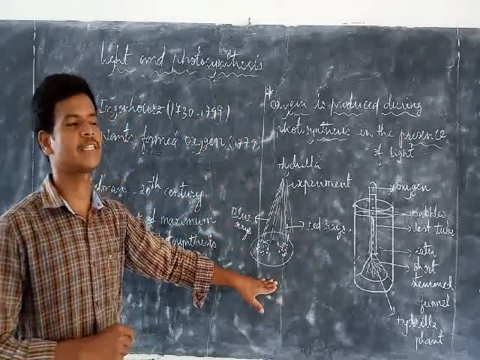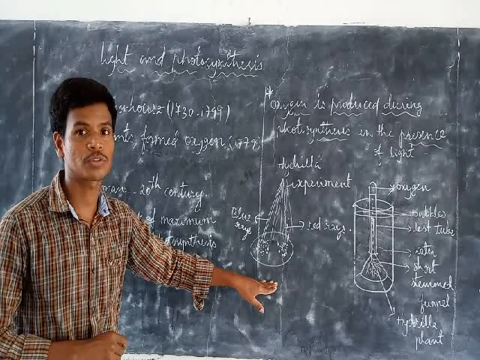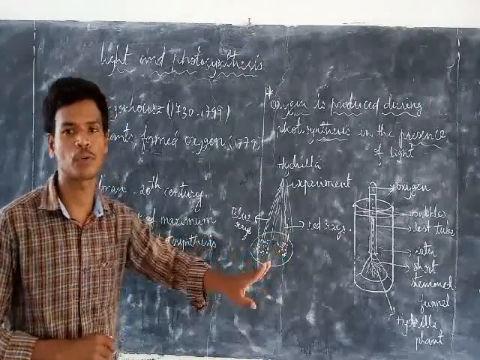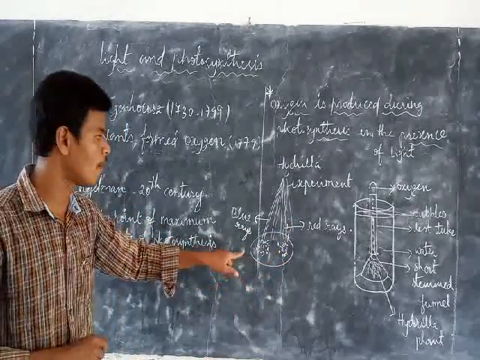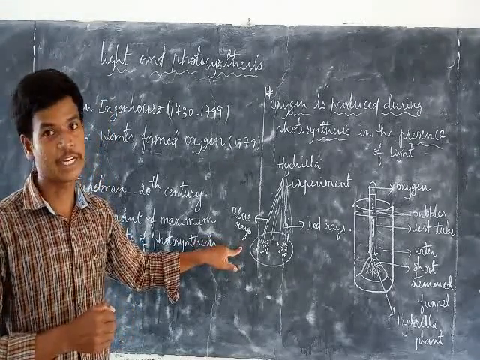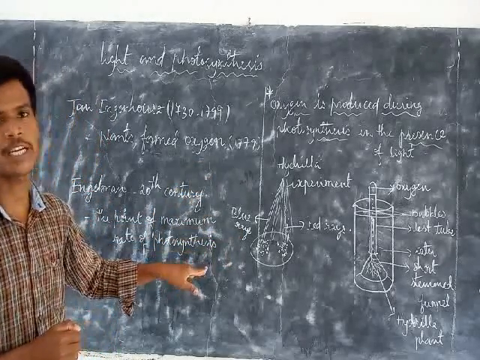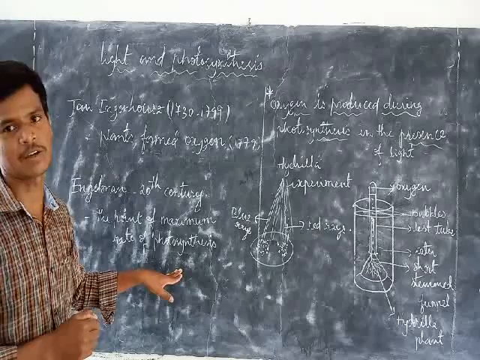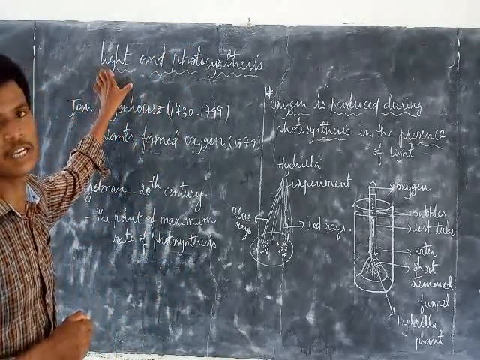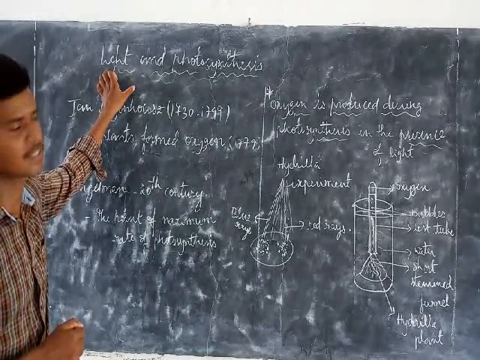By this experimentation, he concluded light is one of the essential factors that are very necessary for the process of photosynthesis. Okay, so here light is an energy source. It is very essential for the process of photosynthesis. So these two experimentations by these two scientists explain what? Light and photosynthesis. Light is one of the essential energy sources for the process of photosynthesis.